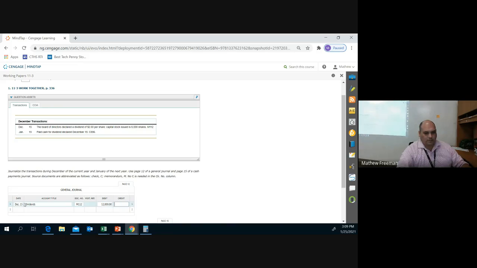So I was reading the instructions. Key thing: make sure you read the instructions. And so I was just checking them real quick, make sure there's none of the special things that we needed to know. We're going to write dividends on the second line. Dividends payable. And we're going to put it for 12,000, right?